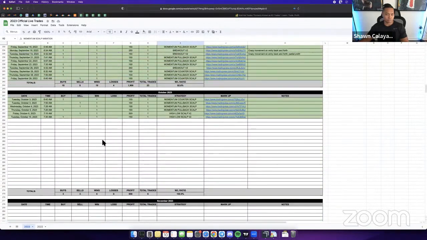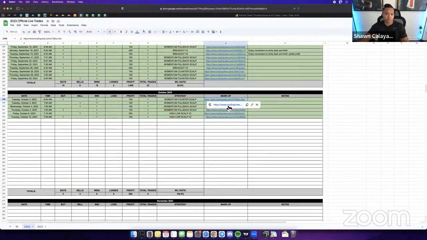So looking over here for October, we've pretty much had a 100% win-loss ratio. We've had about 6 trades, all wins, from October 3rd up until October 10th. And it's been a pretty smooth month. So if you guys want to see what trades we took this month, the strategy is documented right here: momentum counter scalp, momentum pullback scalp.